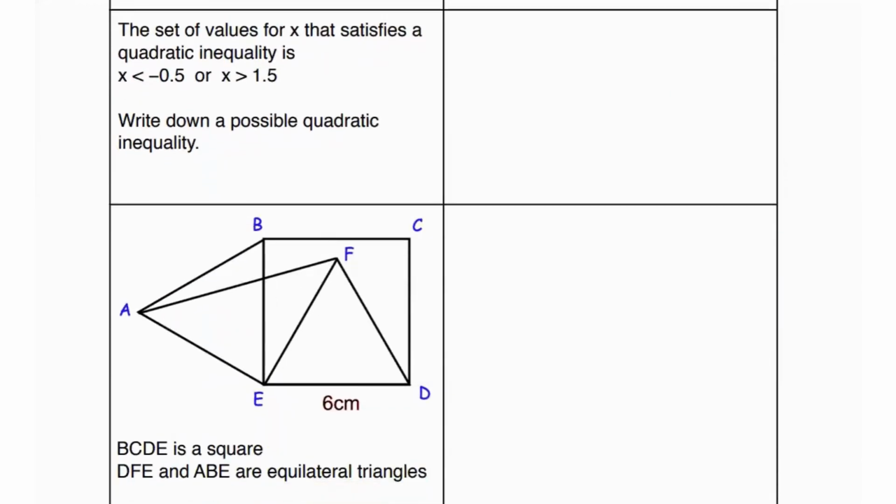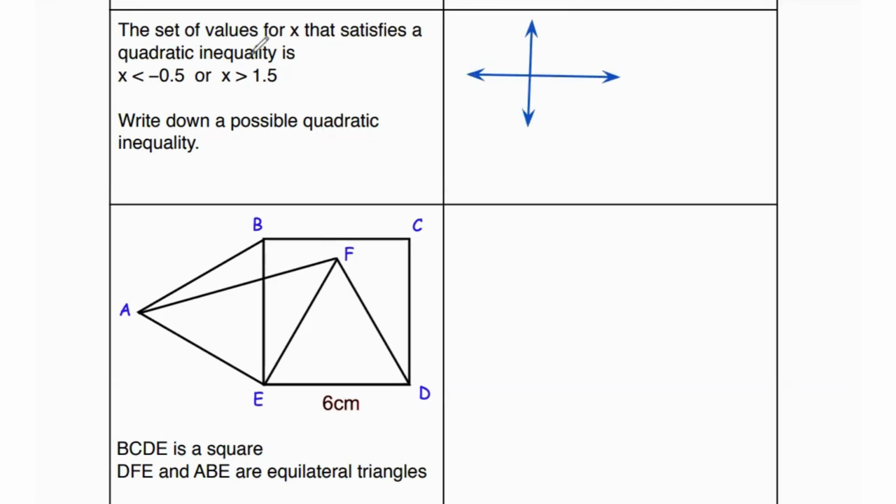Next question says the set of values for x that satisfies a quadratic inequality is x is less than negative 0.5 or x is greater than 1.5. Write down a possible quadratic inequality. Let's draw a quick graph for this.